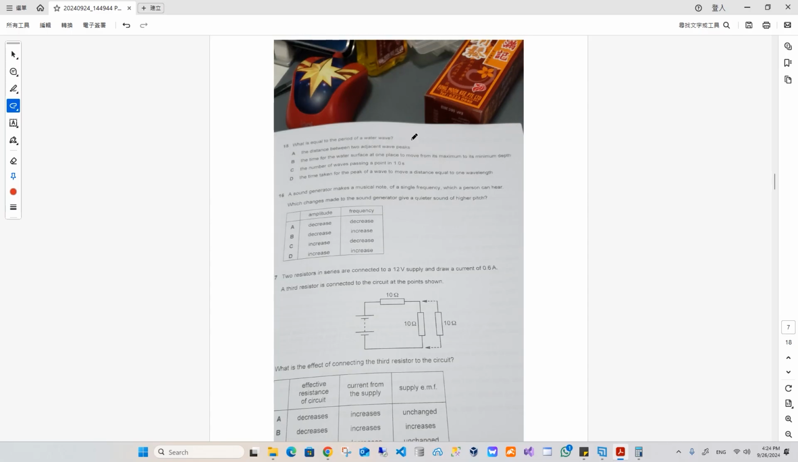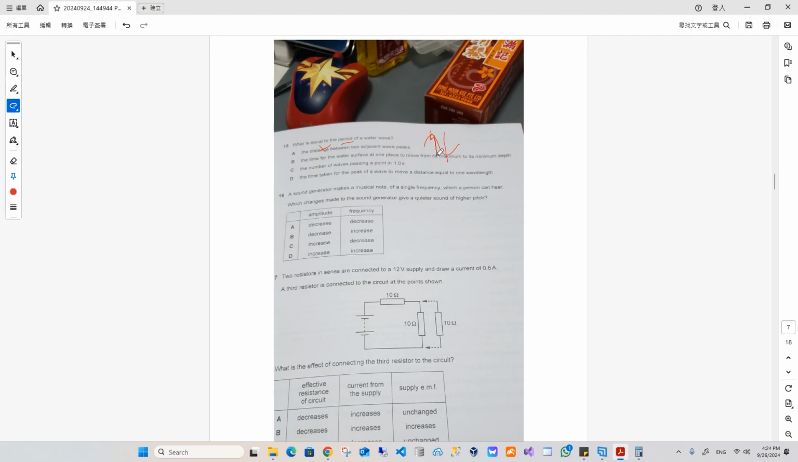What is equal to the period of a water wave? Period is the time for one complete oscillation. So period is a time. Okay, so careful. The time for the water surface at one place to move from its maximum to minimum.